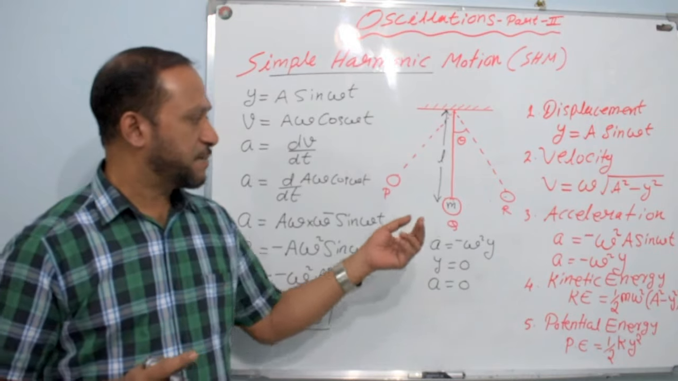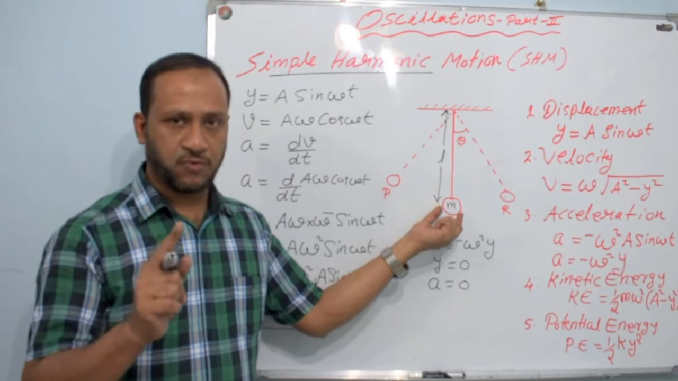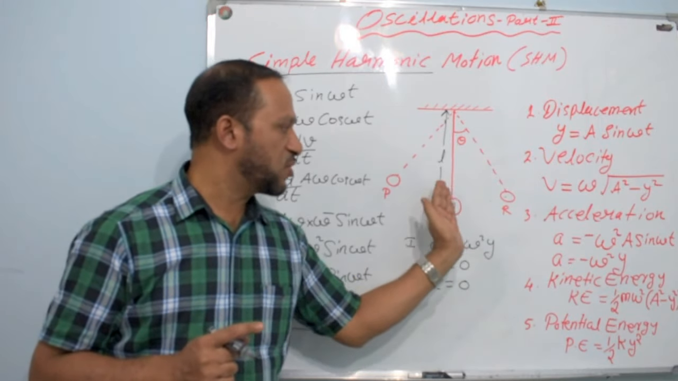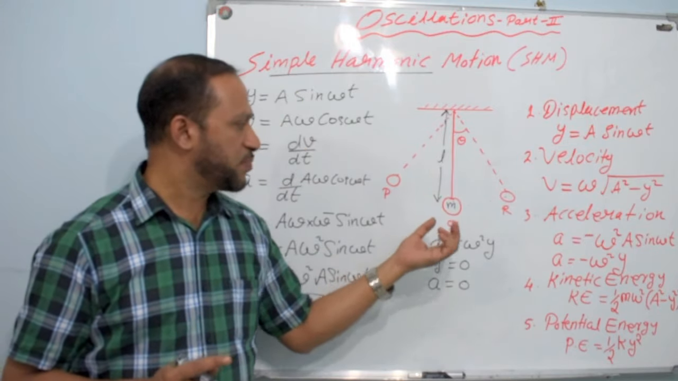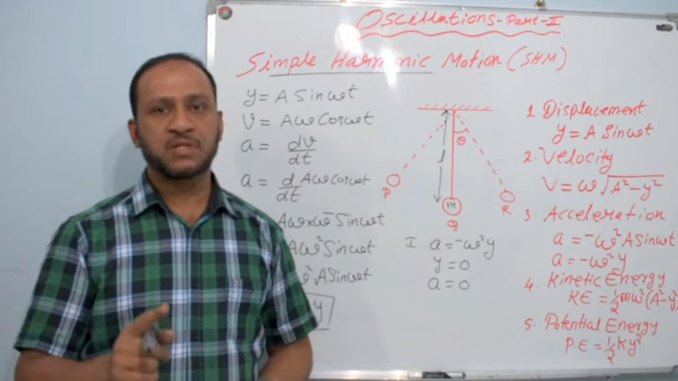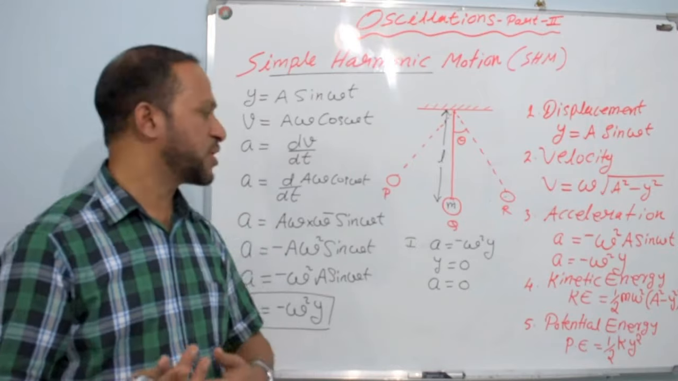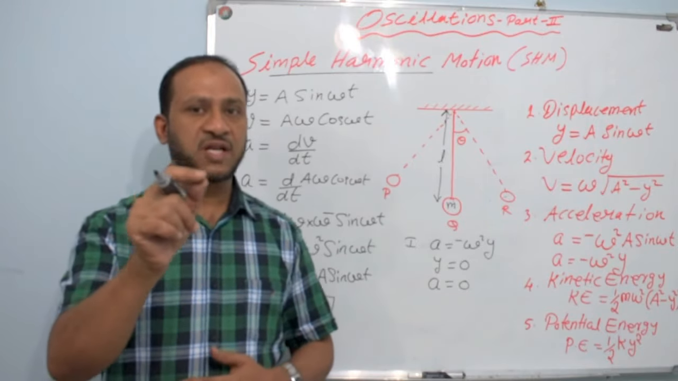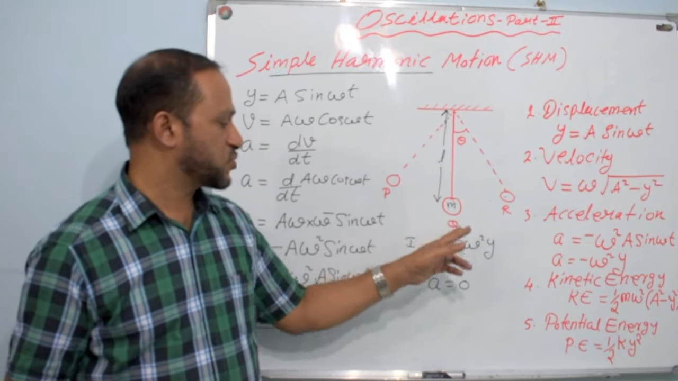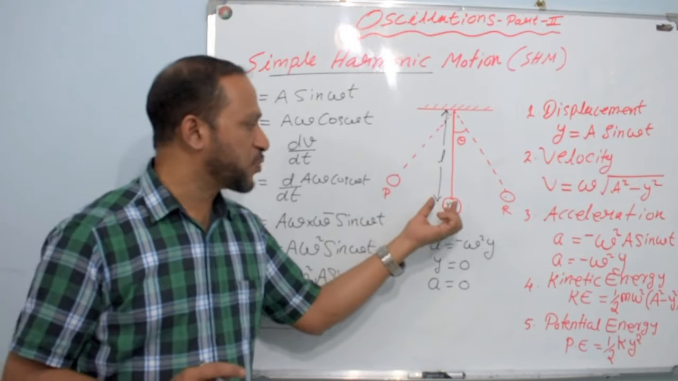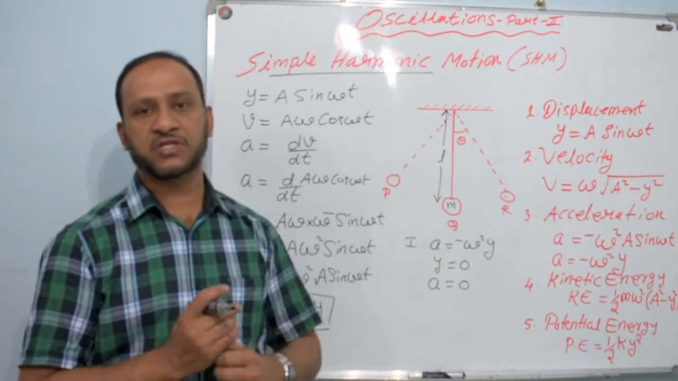The reason is that we know that the restoring force acting on the bob at this point is zero. When it is displaced this way, then only restoring force will start in the opposite direction. So at the mean position, it is an undisturbed position. There is no restoring force acting, and if there is no force acting, there is no acceleration. According to Newton's second law, for acceleration, there should be a force, F equal to ma. Here there is no force acting, no restoring force, so acceleration will be zero. Means during the oscillation, at the mean position, always acceleration will be zero.